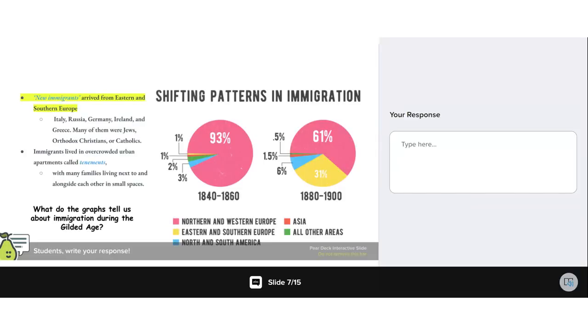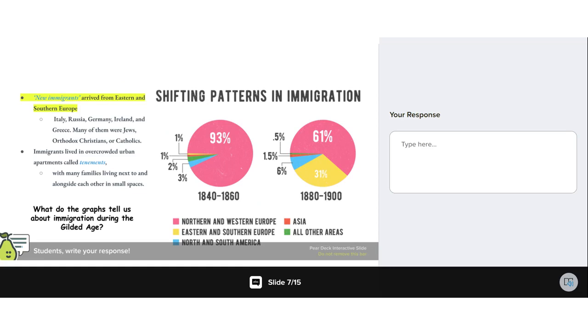New immigrants arrived from Eastern and Southern Europe. That's what we call the Italians, the Russians, the Germans, the Irish, the Greeks, many of whom were Jewish or Orthodox Christians or Catholics. They all practiced Christianity, but they practiced different sects of Christianity, like different versions.